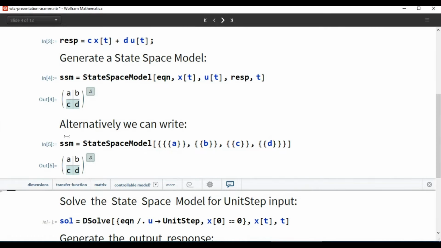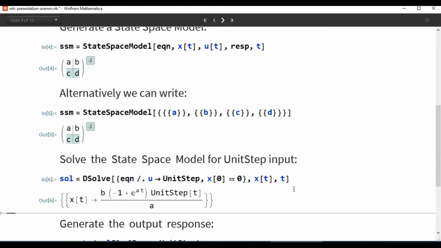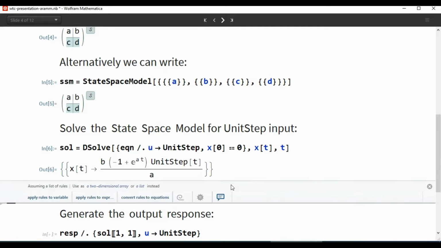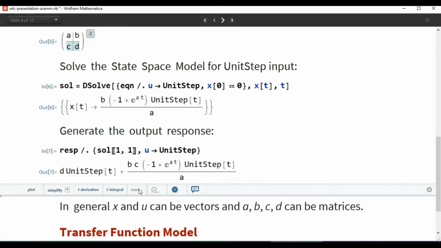And now if we have a state space model and we want to solve it, we have to go back, extract the equation from the model, and we have to introduce an input function. In this example, it's the unit step function. Then we can solve the equation using DSolve or DSolveValue, and we will get an expression for the state function. Then we can use this state function to calculate the actual output response from the system using this simple command. So this will be the output response.